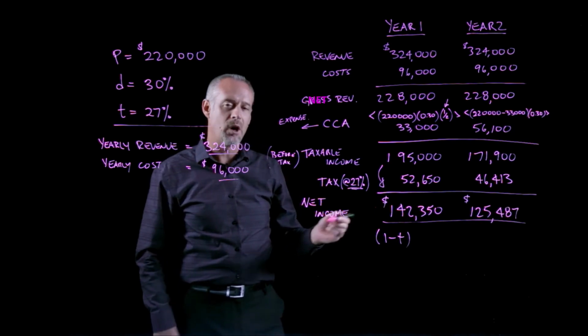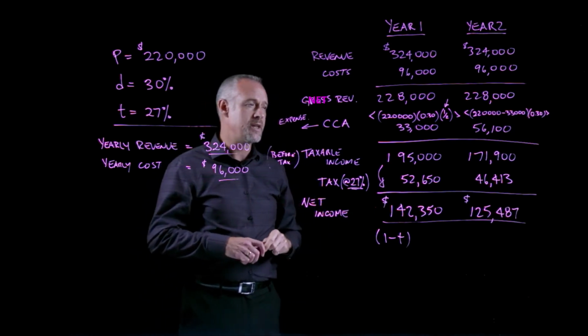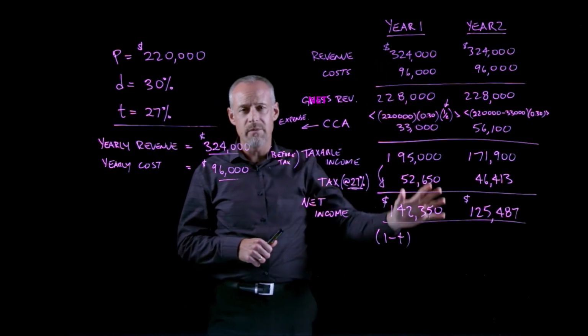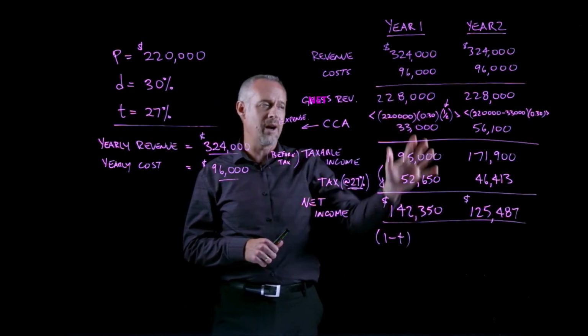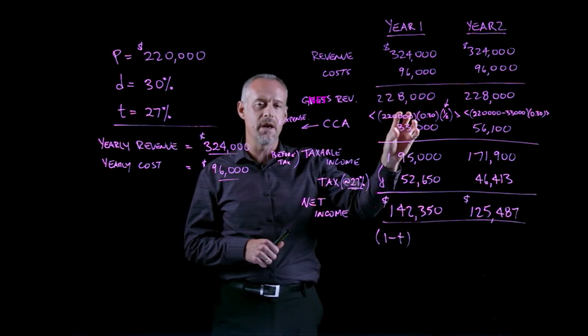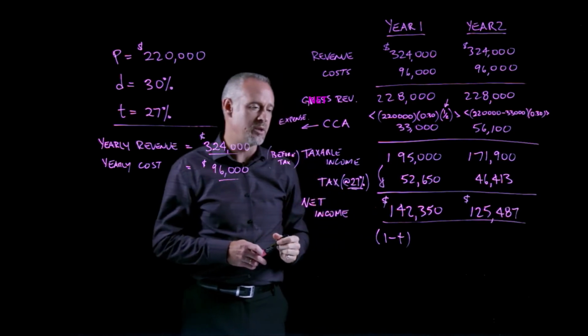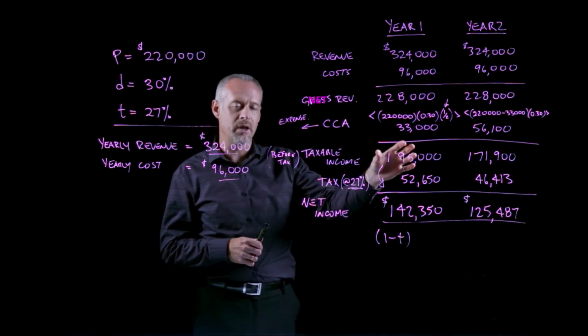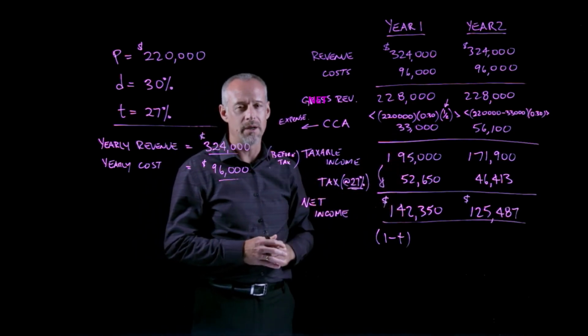So in this problem, we really have introduced the idea of the income statement and also how we incorporate the CCA inside that income statement to come up with a taxable income, and then we see how we apply the tax.